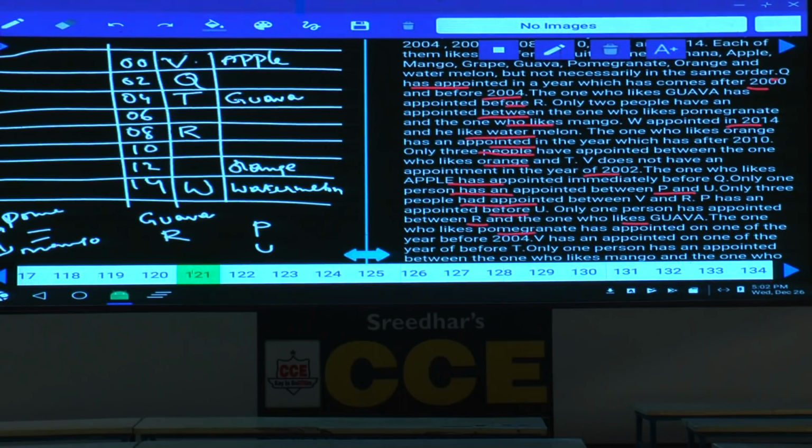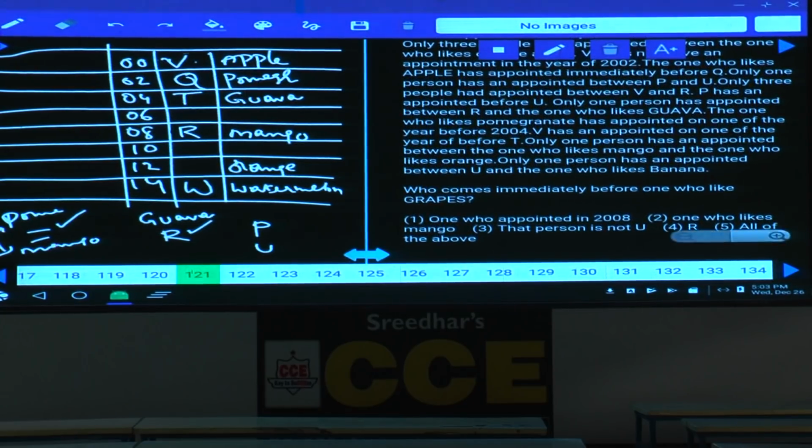The one who likes pomegranate is appointed in one of the years before 2004. Before 2004 pomegranate, where should this be? That must be Q, pomegranate. If this is pomegranate here, there are 2 persons between pomegranate and mango, and this mango must be R, isn't it? Now we have used this information as well. Now this P is before U, and the one who likes pomegranate is appointed in one of the years before 2004.